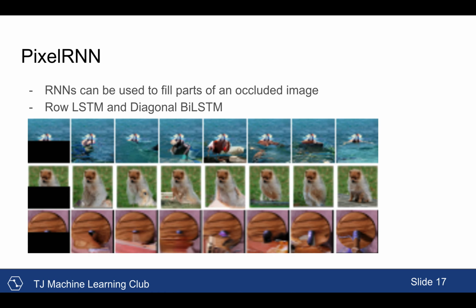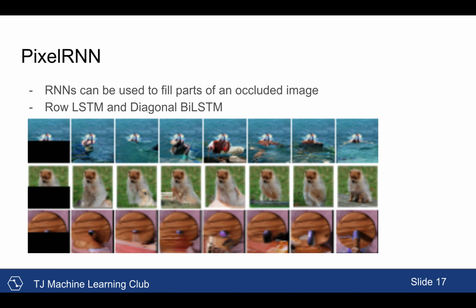A cool application of RNNs is filling in areas of an occluded image with 2D RNN. The two main techniques used were the row LSTM and the diagonal BiLSTM. While we aren't going to go into the row LSTM and diagonal BiLSTM in detail, the general idea is that the row LSTM went by pixel horizontally, while the diagonal BiLSTM went by pixel on the diagonals with a convolutional kernel size of 2.